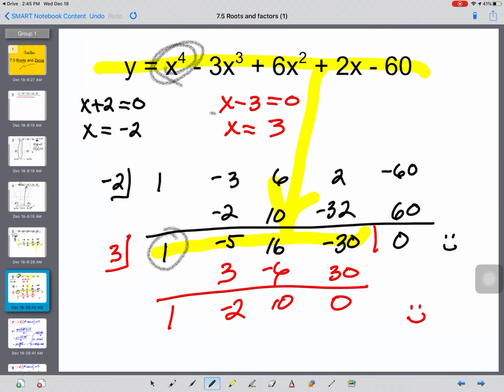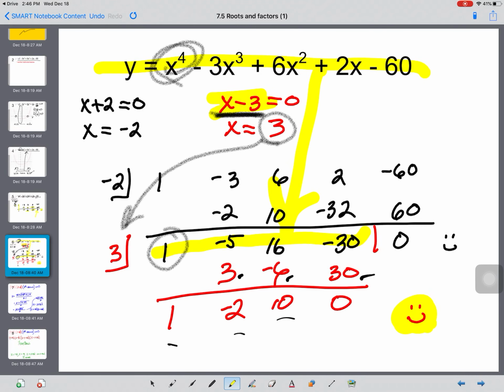So the other factor was x minus 3, which means x equals 3, and that's what goes into the box right there. So bring down the 1, and 1 times 3 is 3, add them up, negative 2 times 3, negative 6, add them up, 10, 3 times 10, 30, and sure enough, again, a remainder of 0, which means that x minus 3 is a factor as well, because it goes into it.